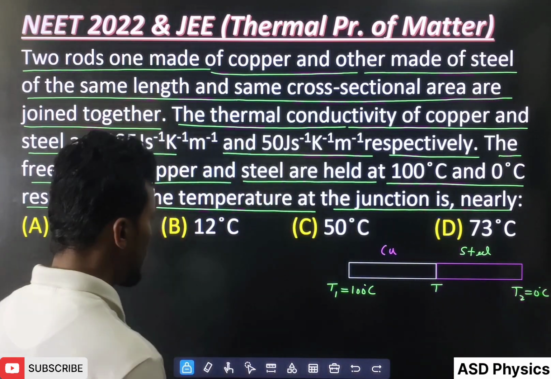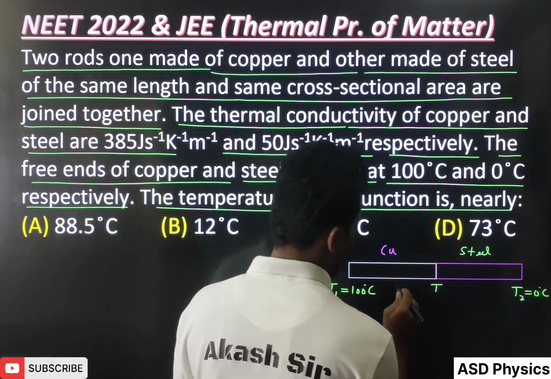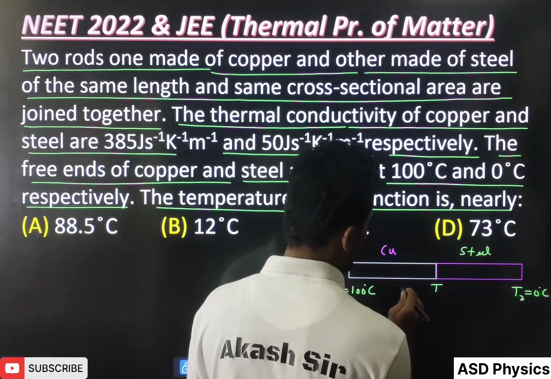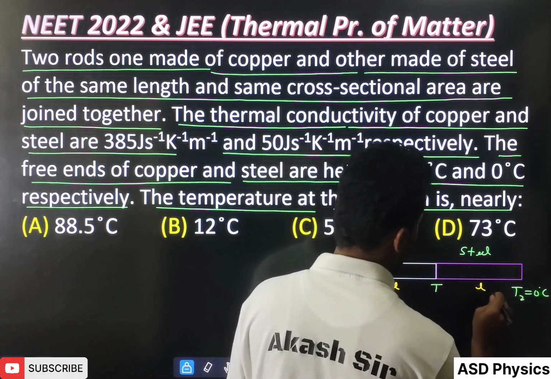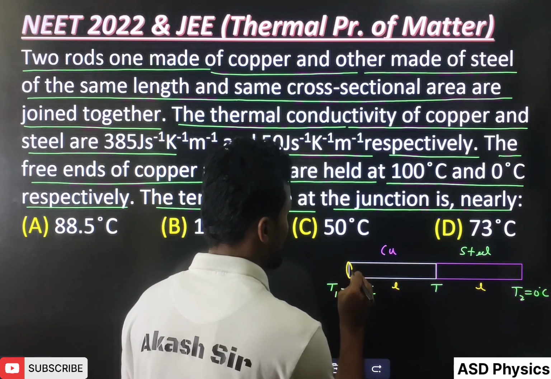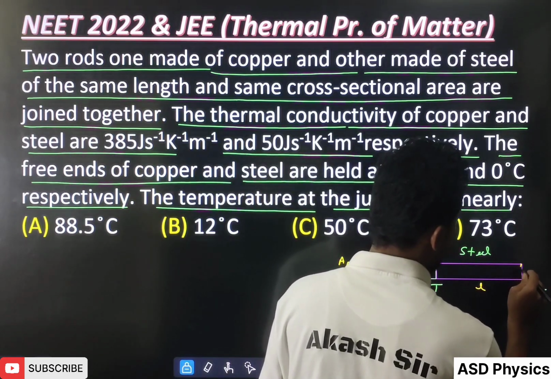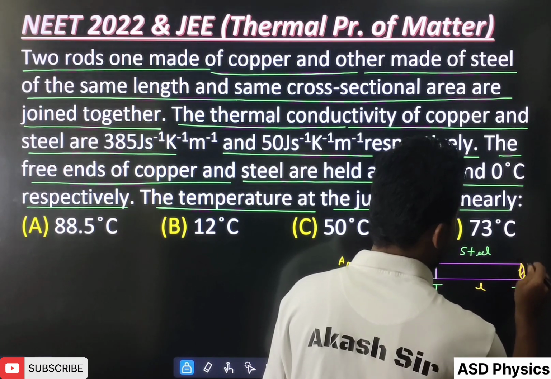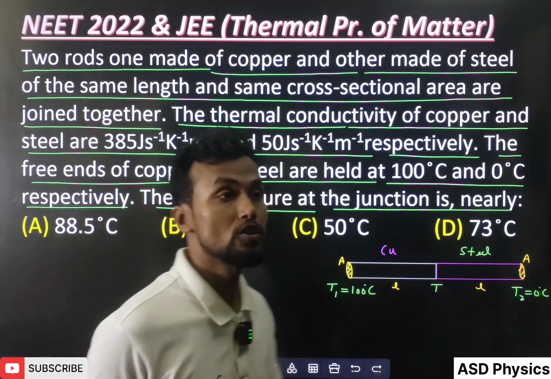T. After that, if we talk about the dimensions, both of them have the same dimensions. Let's take the length as L, so this rod also has length L. And the area of cross section, if this is a cylindrical rod, for both the rods is given as A. So what we have to calculate is the temperature of the junction.